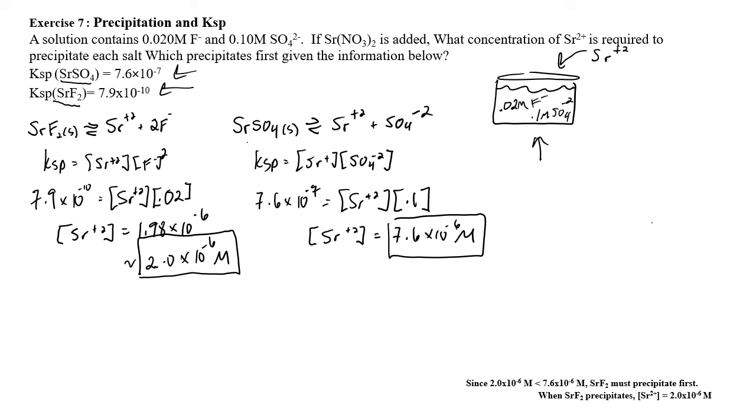So let's look at these two values to determine which precipitates first. The one that requires less strontium will precipitate first. So 2 is smaller than 7.6, which means strontium fluoride requires less strontium, it's a smaller number, to precipitate the strontium fluoride salt.